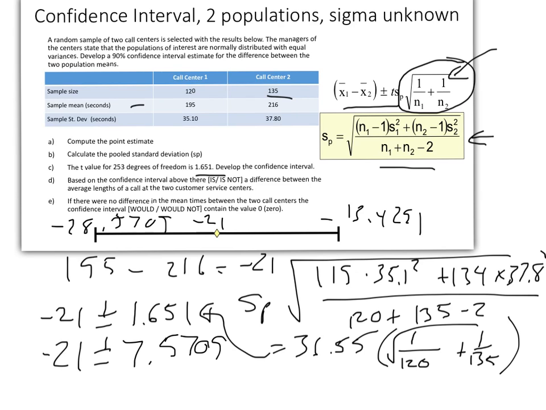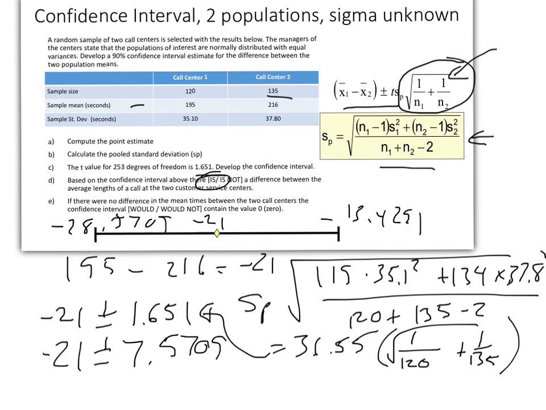Based on the confidence interval, there is or is not a difference between the average lengths of the call at the two centers. In this case we would say that there is a difference, right? Both numbers are negative. If one of the numbers were positive and one negative, you'd say, well, sometimes one call center can be shorter or longer, and vice versa in terms of their call length. But because 0 is not part of our confidence interval here, this does not cross 0 anywhere, we can say that there is a difference here.